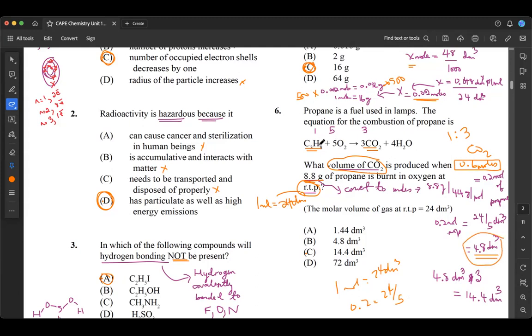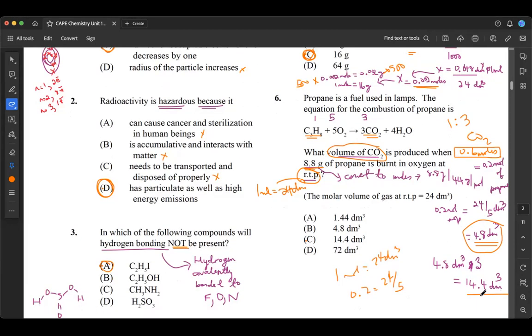Now, because it's in a molar ratio of 1 to 3 with carbon dioxide, the amount of carbon dioxide that's present will be 3 times this amount, and that's per Avogadro's law. And so we'll end up with 14.4 dm cubed. And so our answer for 6 then is C. So we see that that's C here.